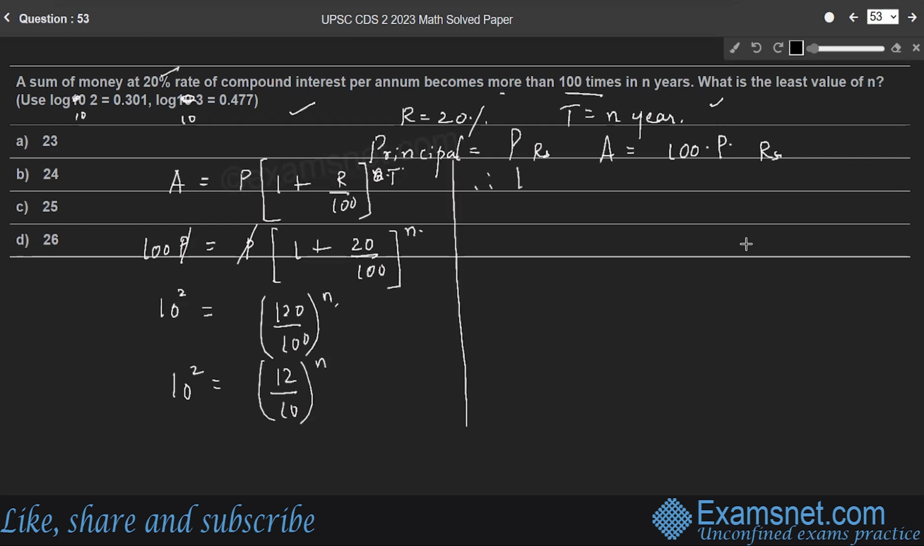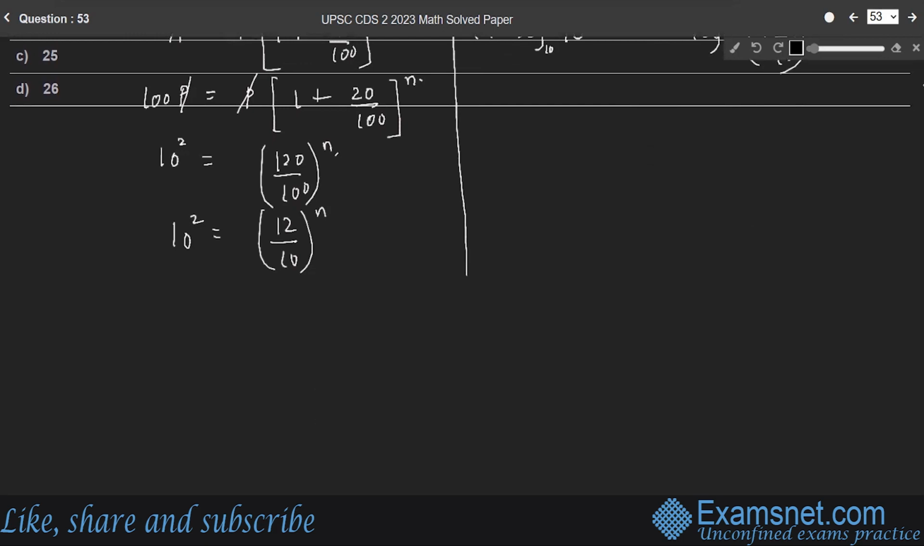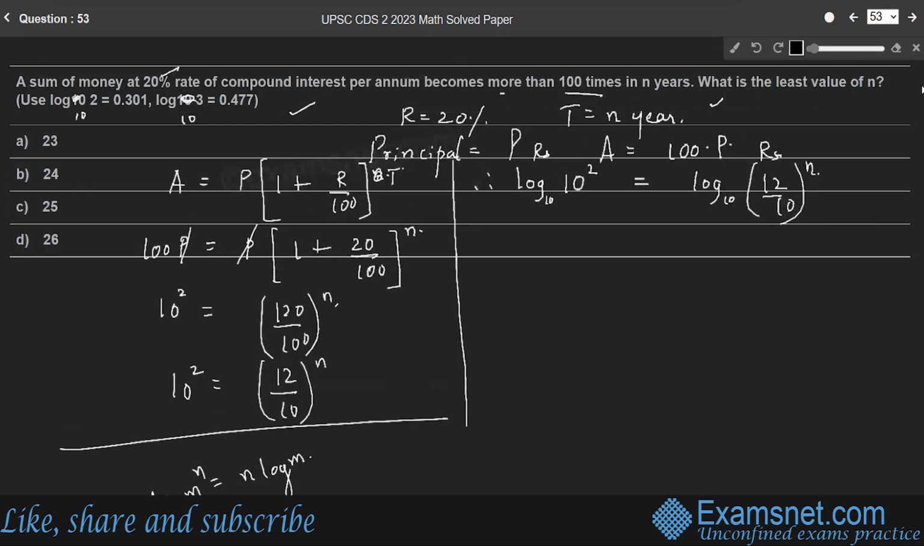Therefore, log to the base 10 (it is understood that the base is 10) of 10 squared is equal to log to the base 10 of 12 by 10 raised to n, right? So students, we are using the concept of logarithm here. Log m raised to n is equal to n log m, right? So use the same formula here. Here LHS is in the form of log m raised to n, which is n log m.